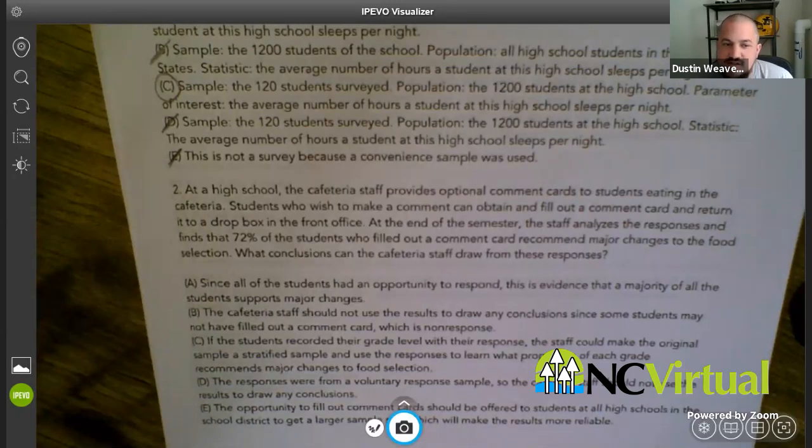So there were comment cards there. If they wanted to make a comment, they could return it to the front office. And then at the end of the semester, they found 72% recommended major changes.